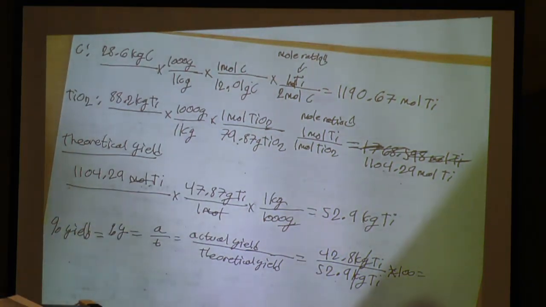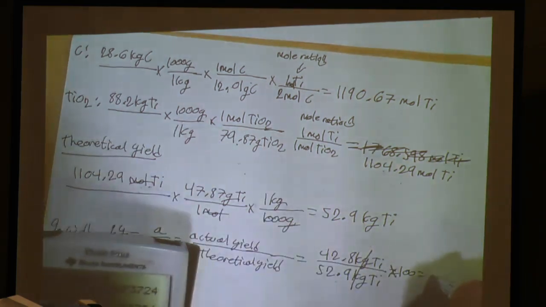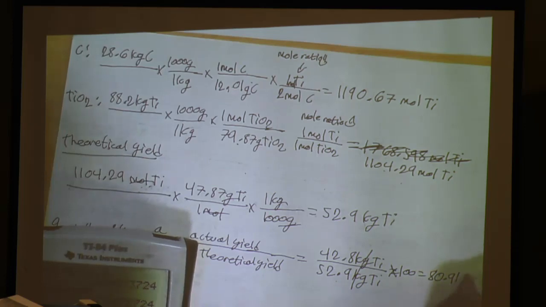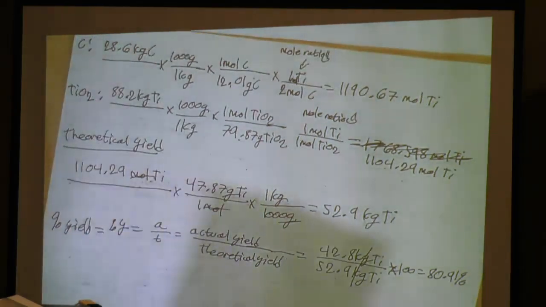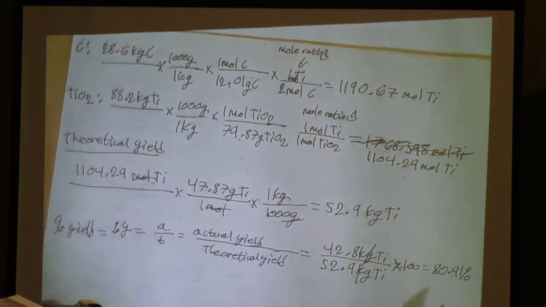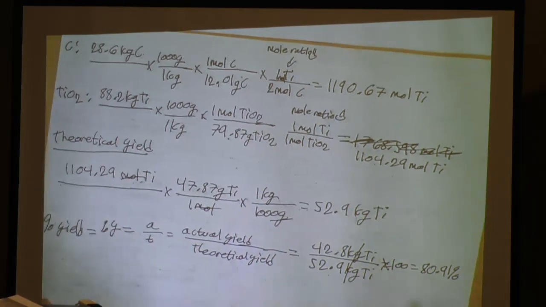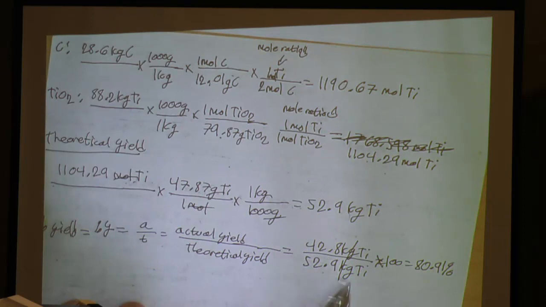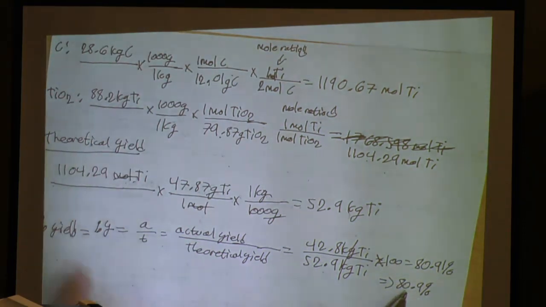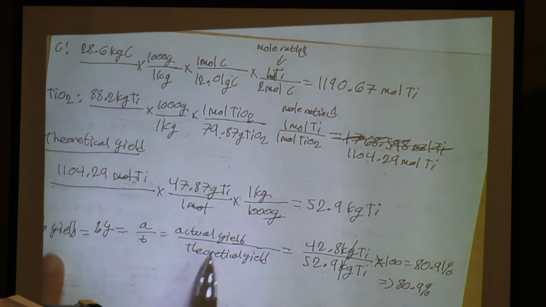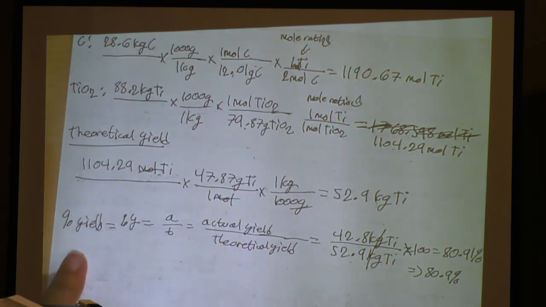So 42.8 divided by 52.9 times 100 is 80.91%. If we're doing sig figs, well, it's 3 sig figs over 3 sig figs, so 80.9%. Does that kind of make sense? Yeah? So yeah. When I took this class, I always mixed them, and I was like, oh no, is it theoretical over actual or actual over theoretical? So that kind of helps.